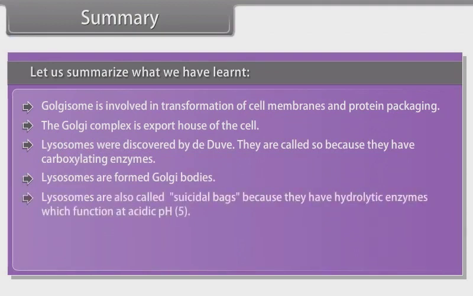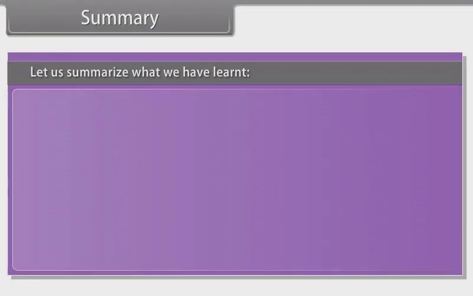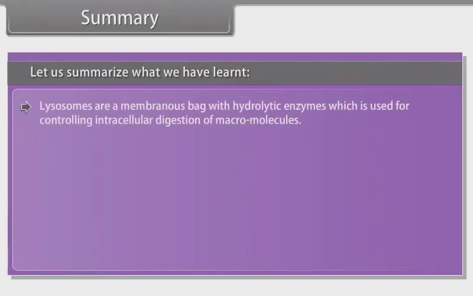Lysosomes are also called suicidal bags because they have hydrolytic enzymes which function at acidic pH 5. Lysosomes are single membrane structures containing enzymes for digestion of all types of macromolecules. Double membrane is absent in lysosomes. Lysosomes are membranous bags with hydrolytic enzymes used for controlling intracellular digestion of macromolecules. Lysosomes are polymorphic and contain hydrolases.